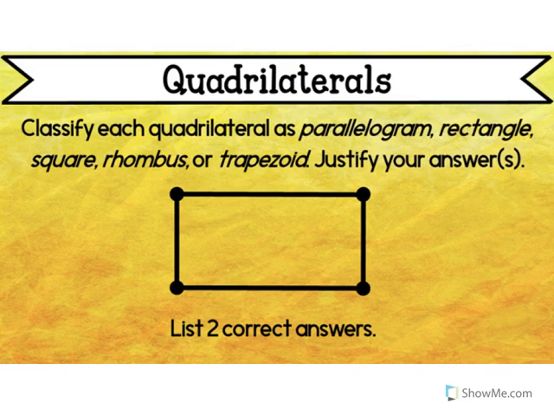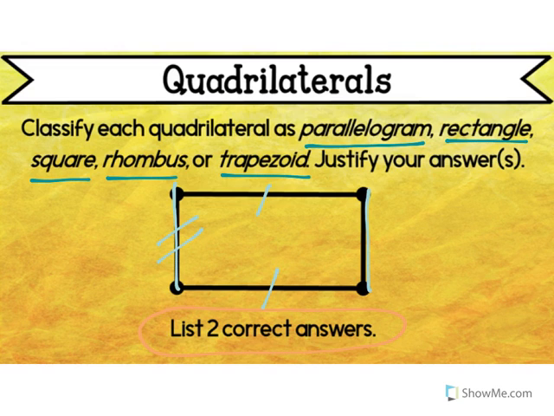Okay? This next one, there are 2 correct answers. So that means 2 of these up here are going to be correct. So it's going to be a parallelogram, a rectangle, a square, a rhombus, or a trapezoid. So let's go through. Are these lines parallel to each other? Yes. Are these lines? Yes. Okay. Is this line equal to this line? Yes. Is this line equal to this line? Yes. Okay, so all the opposite sides are equal to each other.